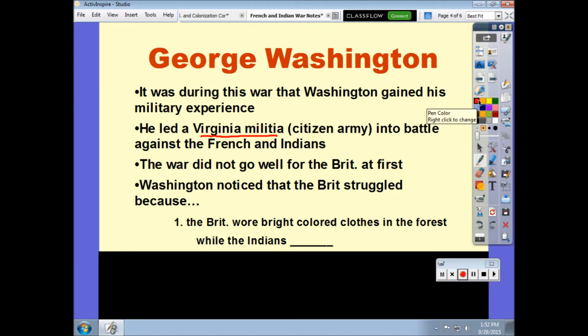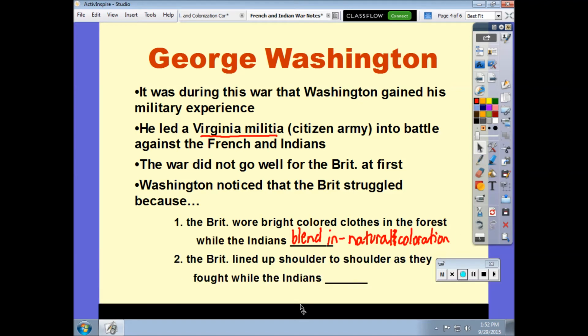The Indians are going to blend in. They are going to be sort of hidden in the bushes because they're going to wear things that are more natural in terms of their coloration. And the result is that they're harder to see. So unlike the Indians, the British are easy targets, whereas the Indians are more difficult targets. Washington also notices that the British are using a very old form of warfare.